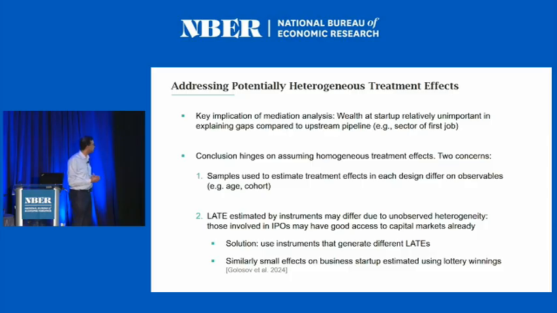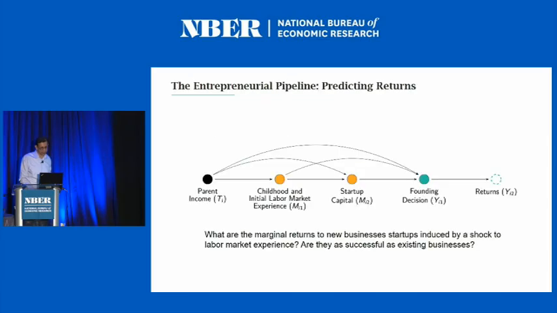So what's the solution one would want to take in that context? You'd want to use instruments that generate different LATEs. So one example might be to look, say, at lottery winners, a completely different population who are getting random shocks of cash. There's a paper by Golosov et al. that essentially does that, looks at the probability of business formation, and shows near zero effects in that context as well. That gives me more confidence in this conclusion that these wealth effects are actually quite small. And so in the context of mediation, what that suggests to us is that it's really these labor market factors that are quite important.